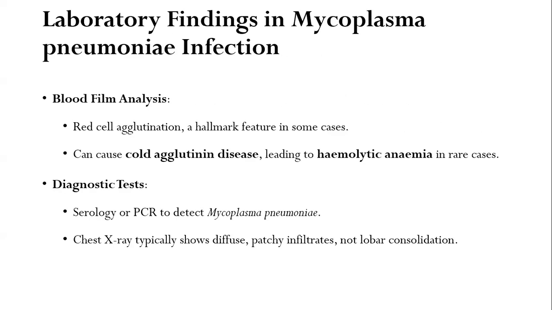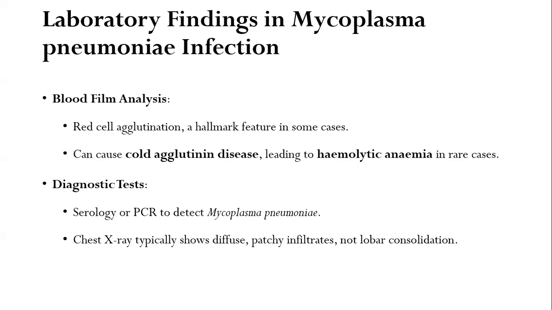Now, what are the lab findings in Mycoplasma pneumoniae infection? The typical finding is red cell agglutination, which is a hallmark feature in some cases. It can also cause cold agglutinin disease. Now, this is very, very important. If cold agglutinin disease is mentioned, then remember that the agent is Mycoplasma pneumoniae. So, this cold agglutinin disease can lead to hemolytic anemia in rare cases.